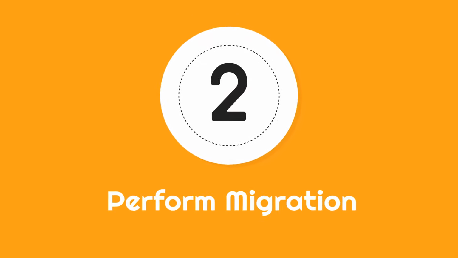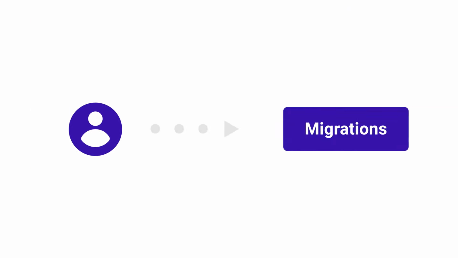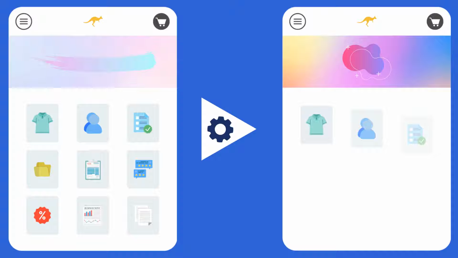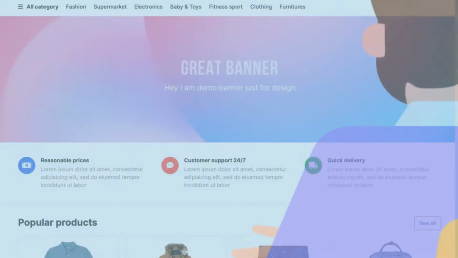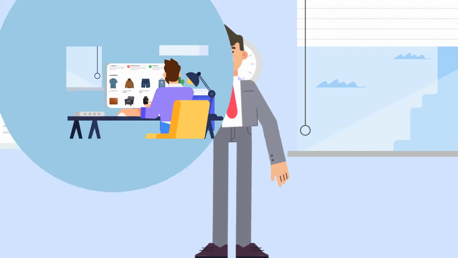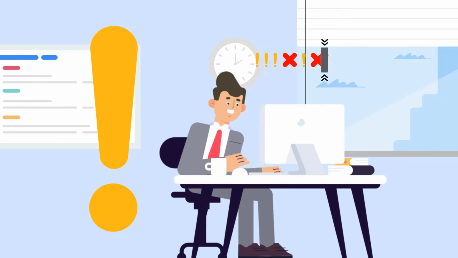Step 2. Perform migration. When you finish checking out, go to your account dashboard and locate the Migrations tab. Here, you can perform the migration as many times as you want to migrate data from your current online store to the new target store. If any issue happens during the migration, our technicians will be there to support you.